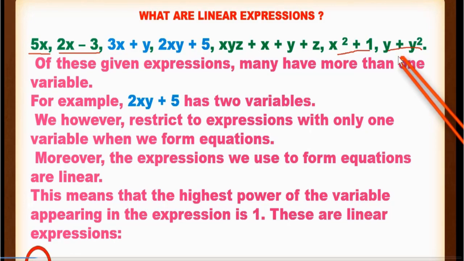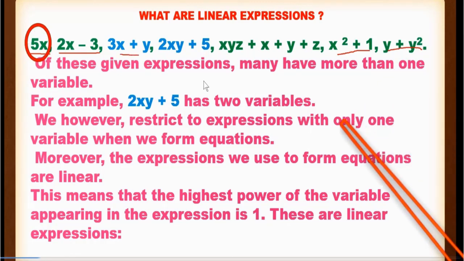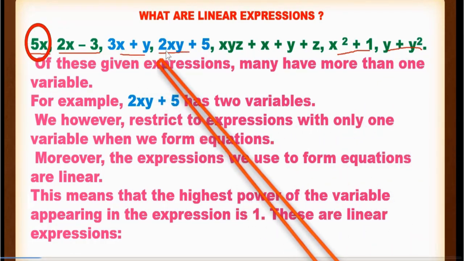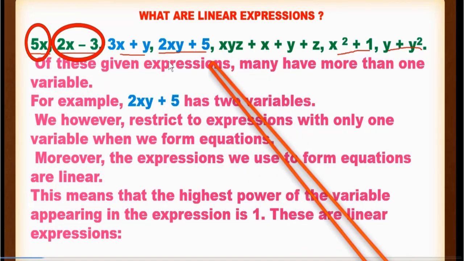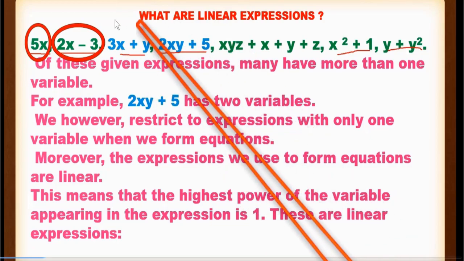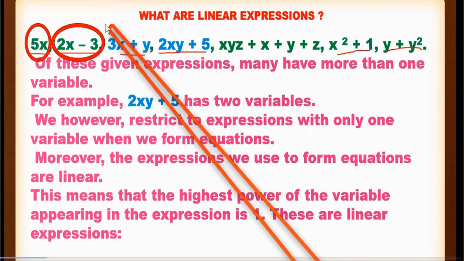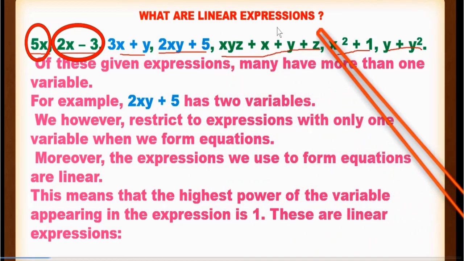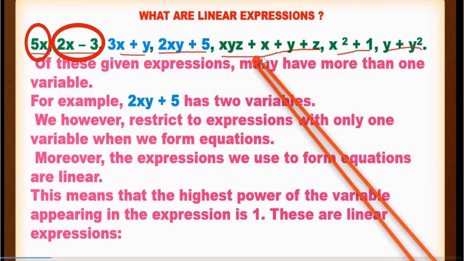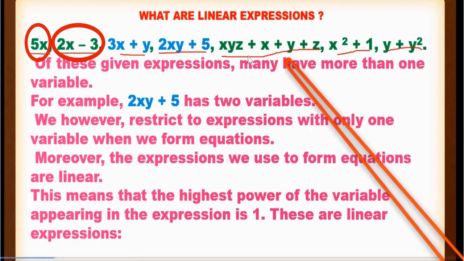Let us identify expressions with two variables. 3x plus y, 2xy plus 5 are examples of expressions with two variables x and y. And finally, let us talk of expressions having three variables. xyz plus x plus y plus z is an example of an expression having three variables x, y and z.